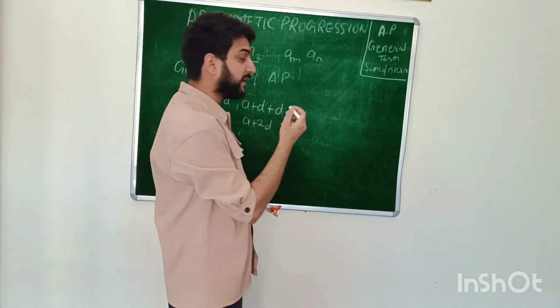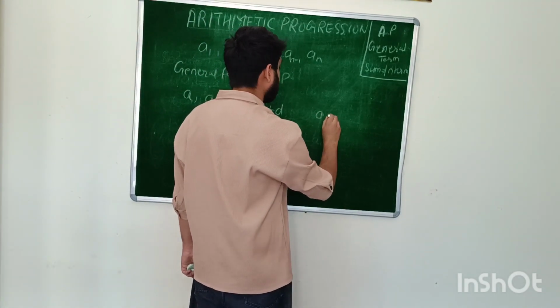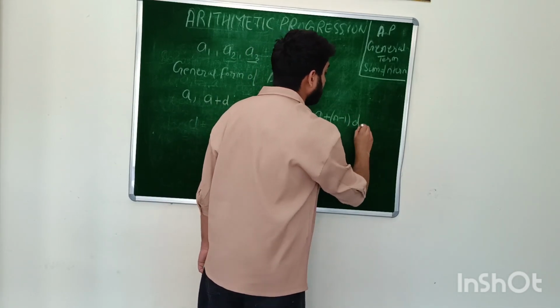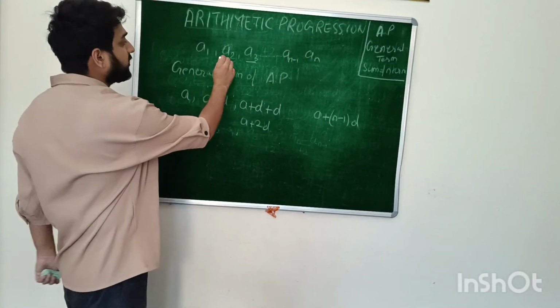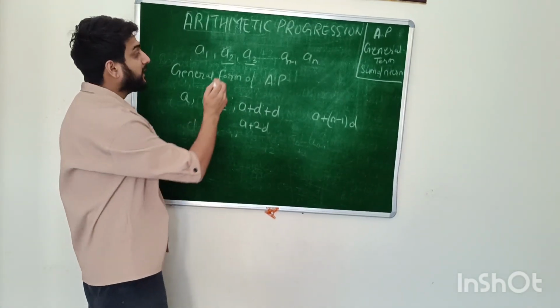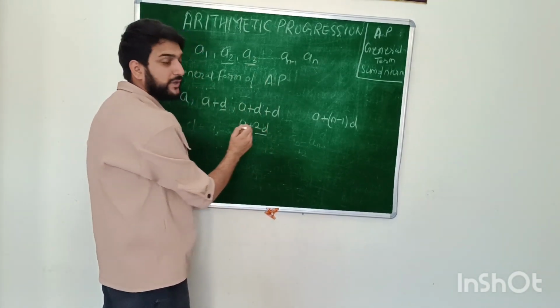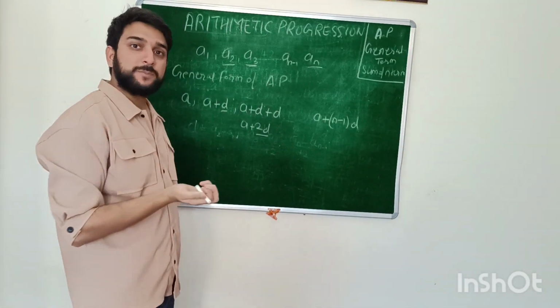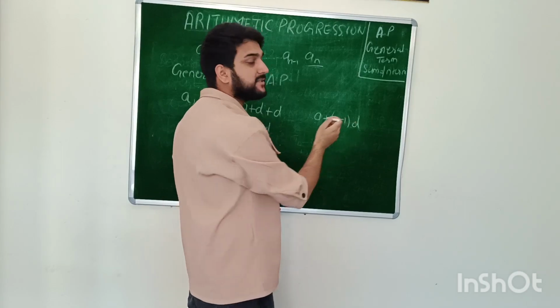And for the nth term it is a plus (n minus 1) into d. Because here in the second term we have 1d. In the third term we are getting 2d here. So in the nth term we are getting 1 less than n. So that is a plus (n minus 1)d.